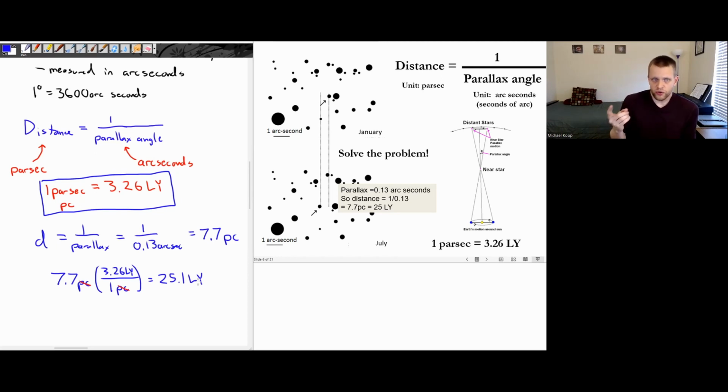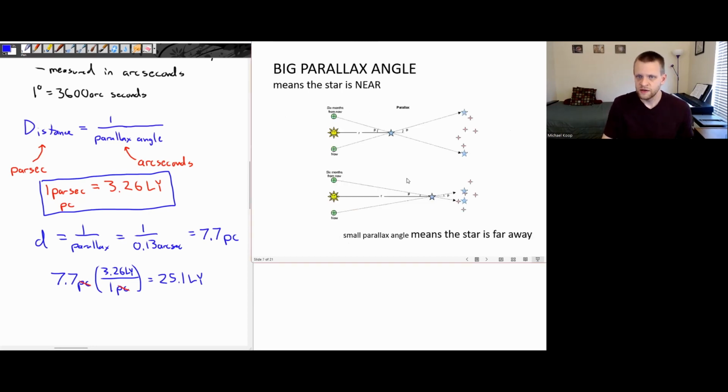So again, if I know the parallax angle, I can use this to figure out the distance to this star. The larger the parallax angle, the closer the star is to our solar system. Bigger parallax angles mean the star is close by, and smaller parallax angles mean the star is further away. This equation specifically allows us to figure out exactly how far it is. If I know that parallax angle in arc seconds, I can calculate the distance.